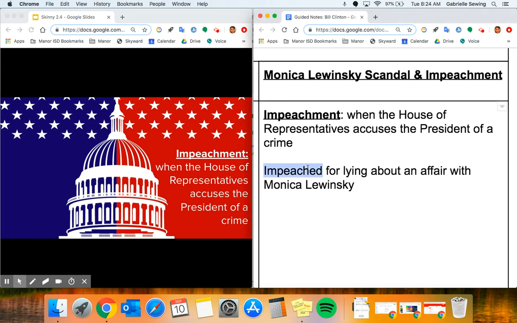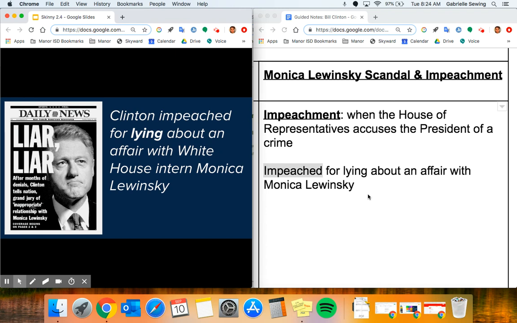In this case, Clinton is impeached for lying about the affair with White House intern Monica Lewinsky. He's impeached for lying, not for having the affair, but for lying to Congress, lying to the American people. That is what causes him to be impeached, but he still holds office. He continues to be president. He just has this on his record.